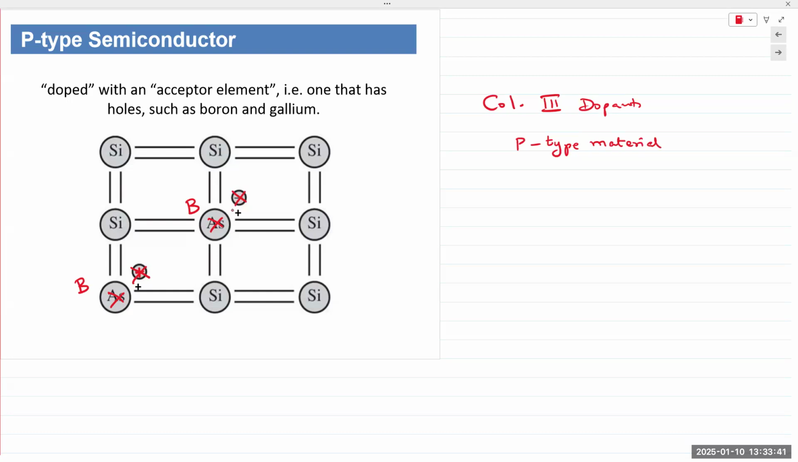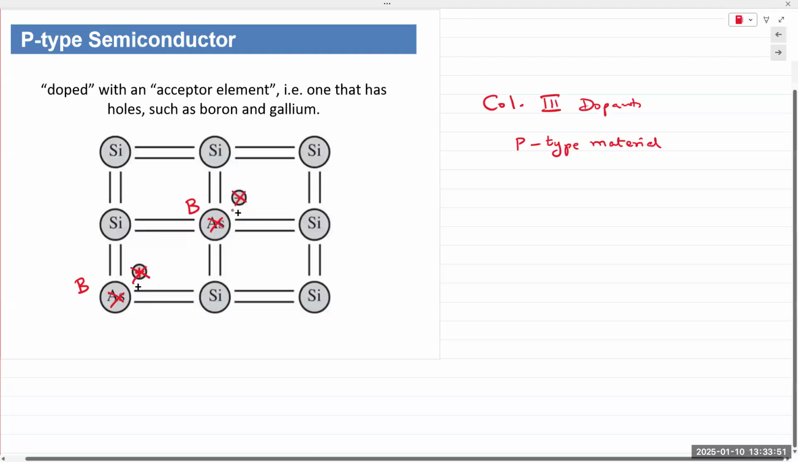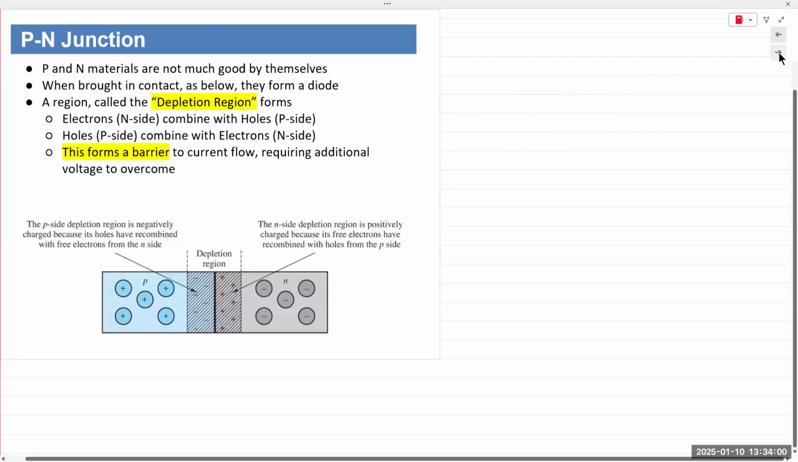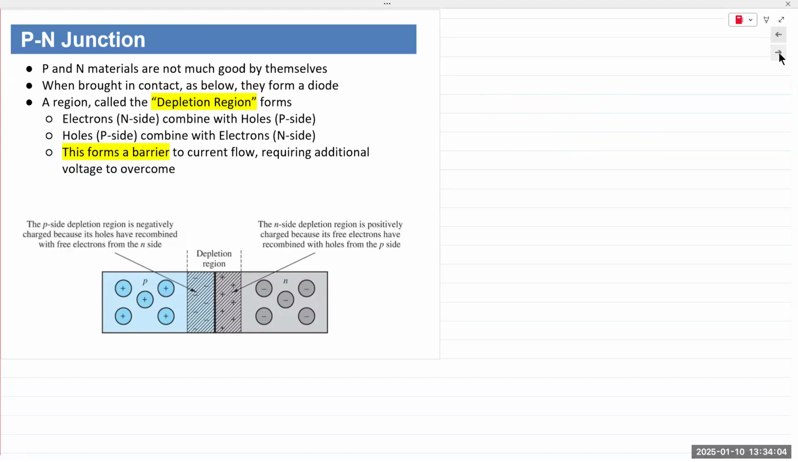So now you have a p-type material, you have an n-type material. What can we do with those? Right, by itself, not much. It's just sitting there. If you hold it in your hand, it's just sitting there, not doing anything. But if you combine a p-type material with an n-type material, that's where the magic happens.